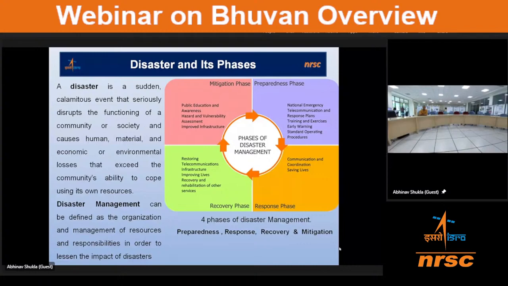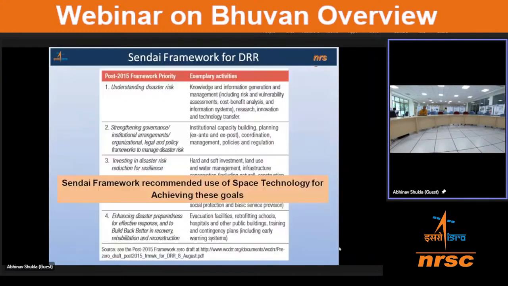So if you look at, I'll skip this slide. Basically, we work with disasters, and that is what's being communicated over here as soon as the disaster strikes. And if you look at the Sendai framework for disaster risk reduction, one very important component is use of space technology for achieving all the goals of Sendai framework for disaster risk reduction. And as far as India is concerned, it is primarily NRSC, which is working towards that kind of goal.